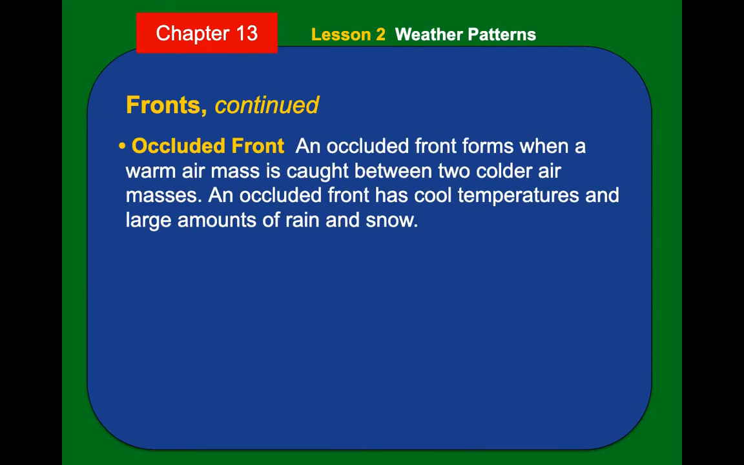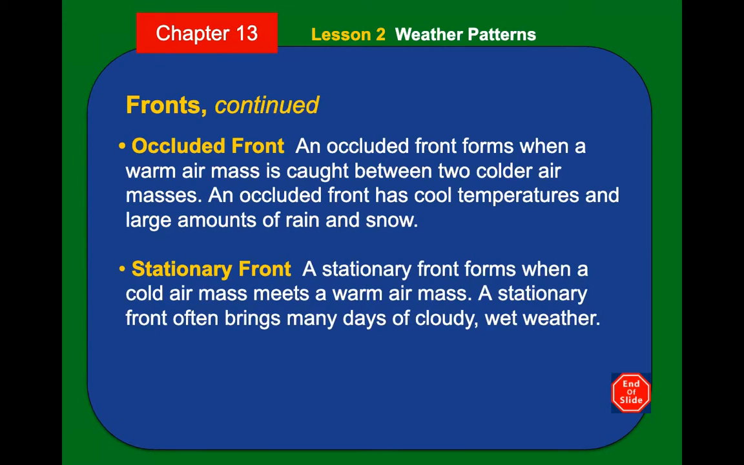Two more fronts to talk about. The first one is going to be an occluded front. An occluded front forms when a warm air mass is caught between two colder air masses. An occluded front has cool temperatures and large amounts of rain and snow often. We'll see a diagram of that in just a second. And we also have stationary fronts. So stationary fronts form when the boundary between two air masses stalls. And this often brings cloudy skies and light rain, wet weather.